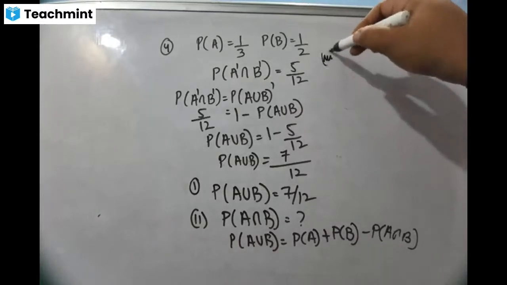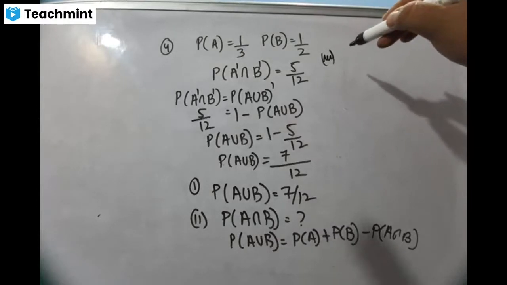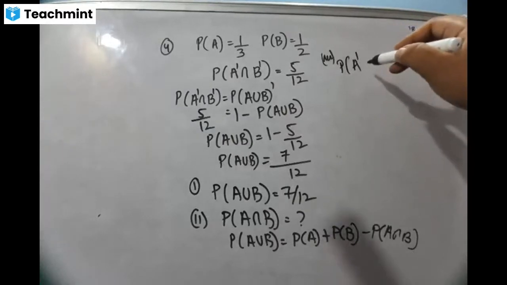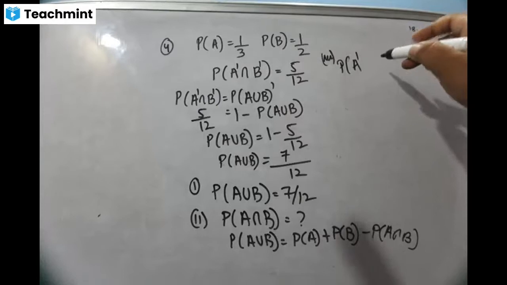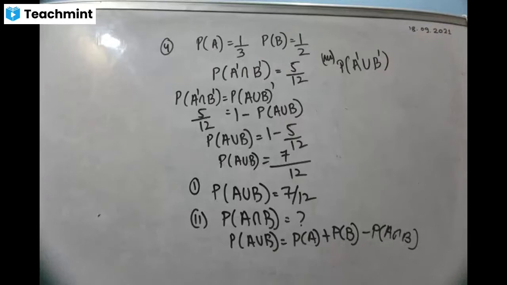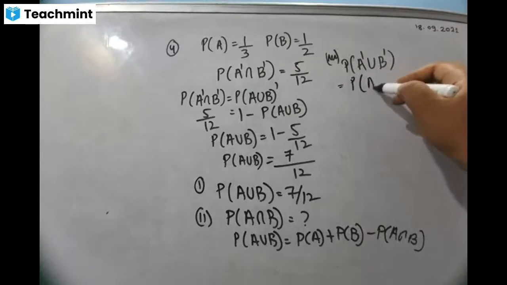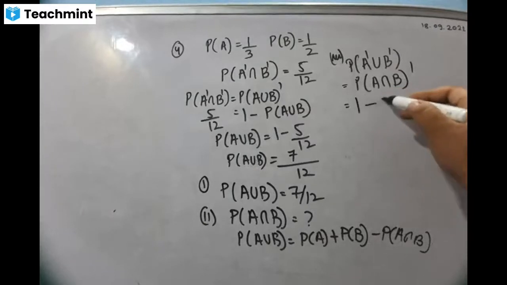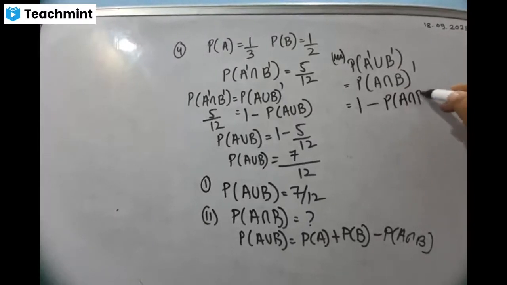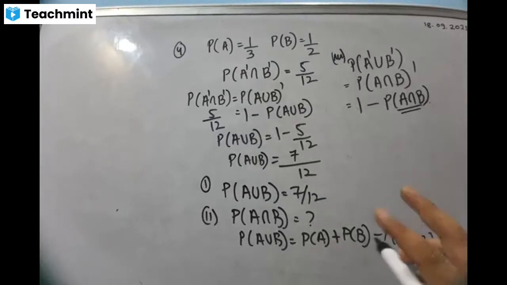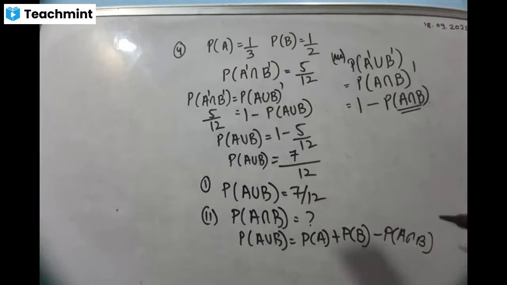What about the third one? We have to find probability of not A, meaning A complement, or means union, not B, meaning B complement. So I have to find the probability of A complement union B complement. What does De Morgan's law say? The union changes into intersection, so it is 1 minus probability of A intersection B, and A intersection B we already found from number 2. So we see it's a sequence based problem.